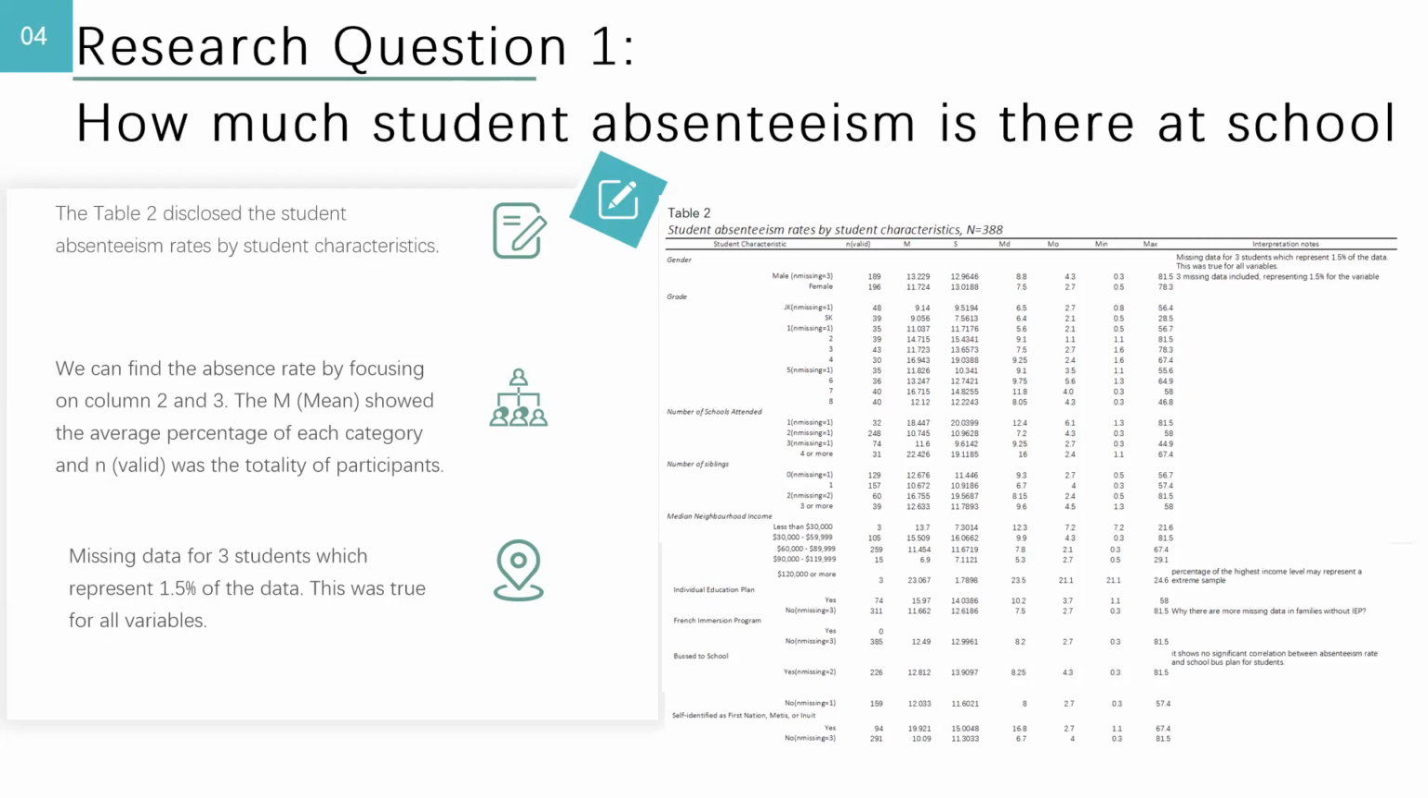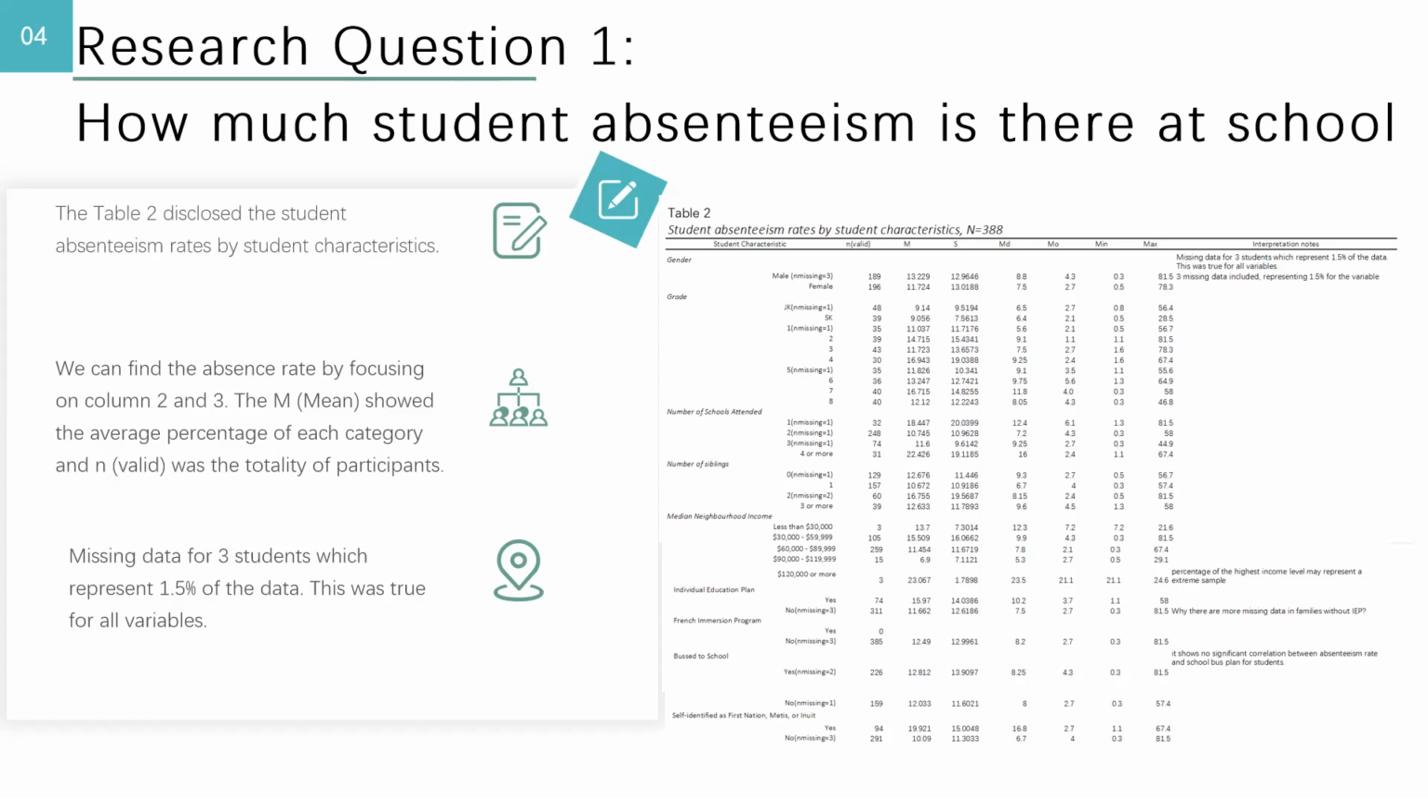There is a lot of information in this table, but mainly we can pay our attention to column 2 and column 3. Column 2 means the number with valid data. That means it is distributed by different characteristics. It answers how many students are in each gender or each grade. So this tells us the percentage of their categories. And we can find the absence rates by focusing on these two columns. The third column, which represents the mean, shows the average percentage of each category.